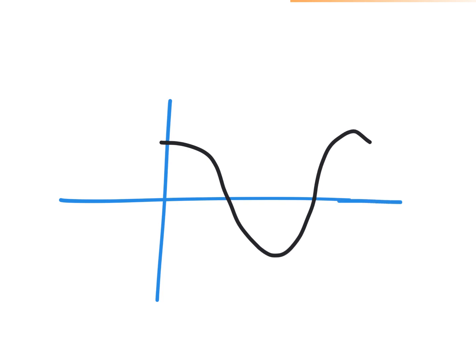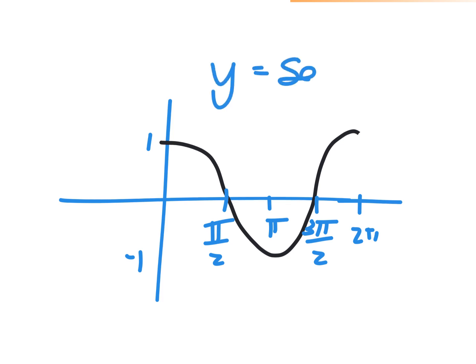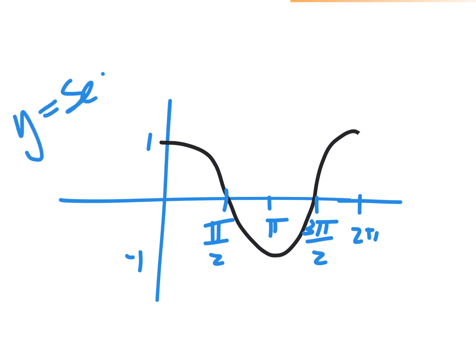And then important spots: 2 pi, pi, pi over 2, 3 pi over 2. That's 1, that's negative 1. And if this was cosine, I'm actually going to graph secant on top of it. I'm going to write that off to the side because secant goes above it, so there's not really going to be room. So over here, I'm going to write y equals secant.